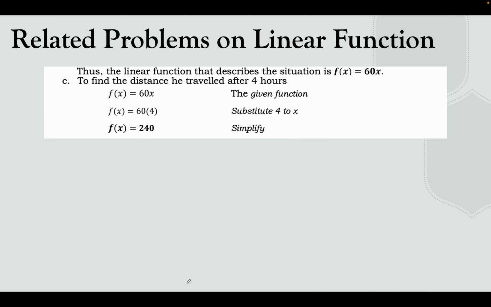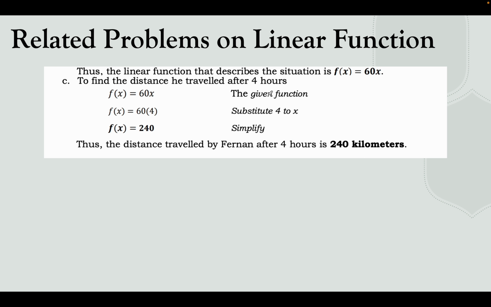To find the distance traveled after 4 hours, you just need to substitute 4 to your x. So we have 60 times 4, we have 240 kilometers he traveled after 4 hours. Thus, the distance traveled by Fernand after 4 hours is 240 kilometers.